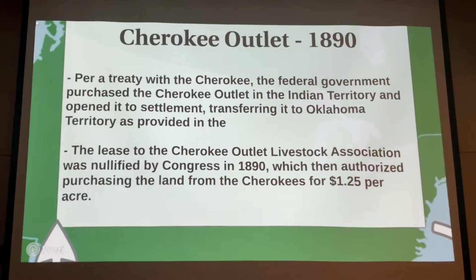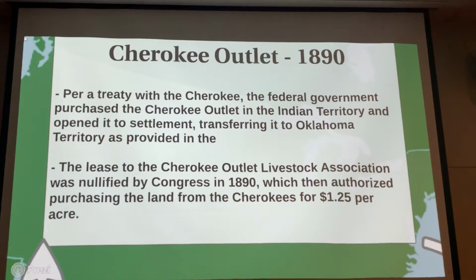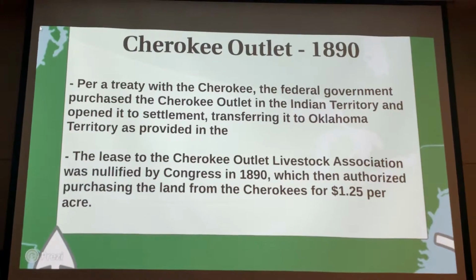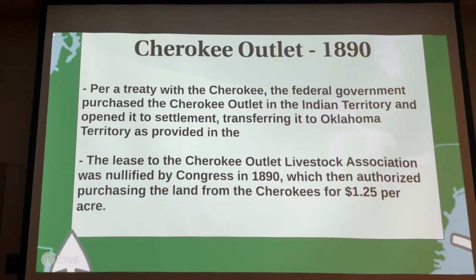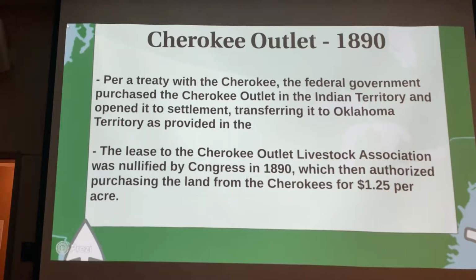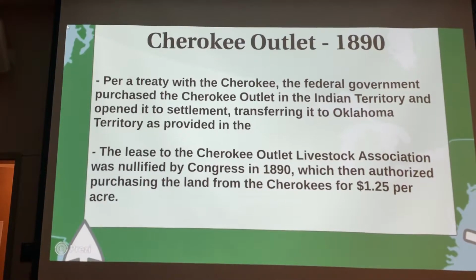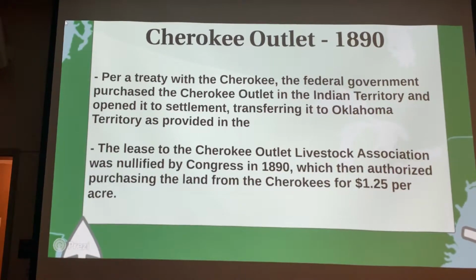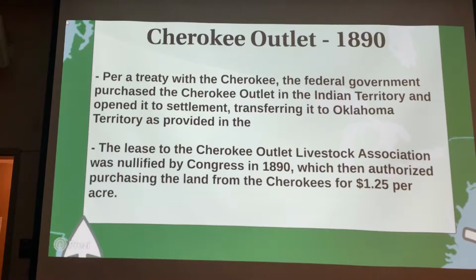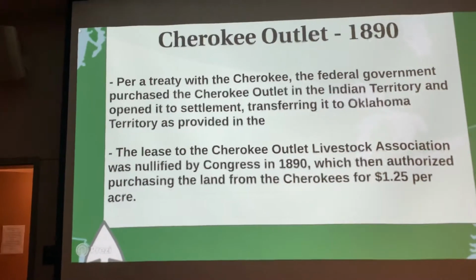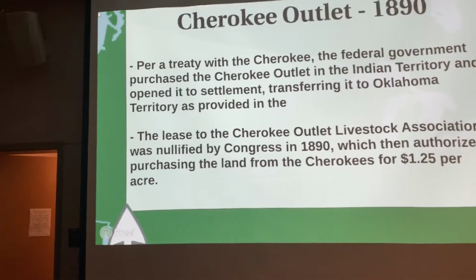And the final piece of land that we'll be talking about in the Reconstruction period will be the Cherokee Outlet, which was acquired per a treaty with the Cherokee. The federal government purchased the Cherokee Outlet in the Indian Territory and opened it as a settlement, transferring it to the Oklahoma Territory.